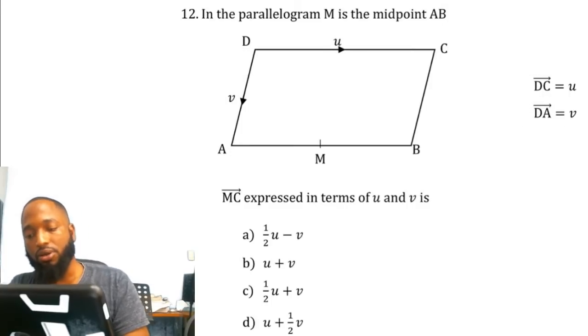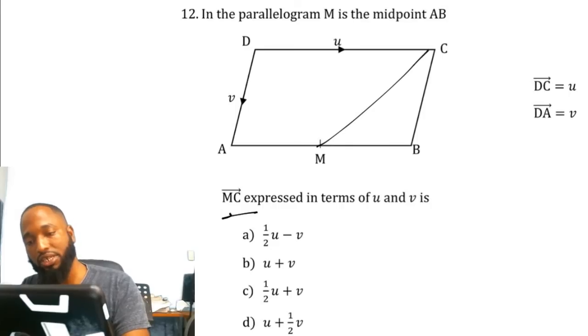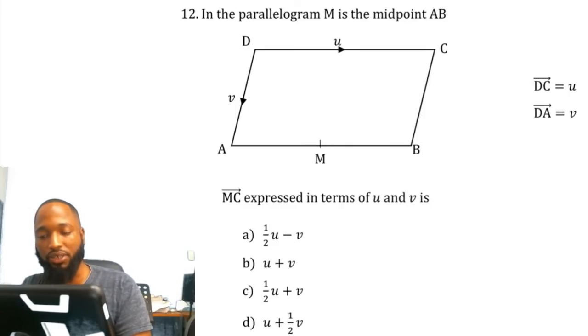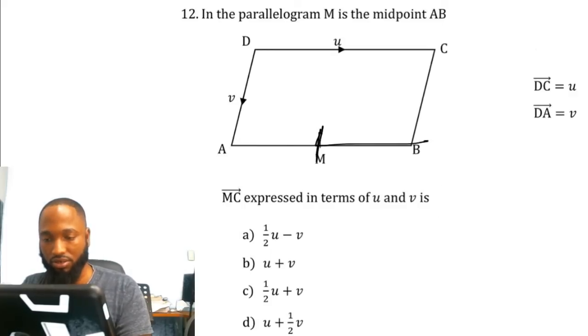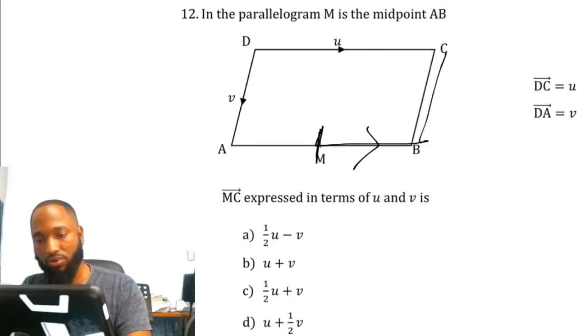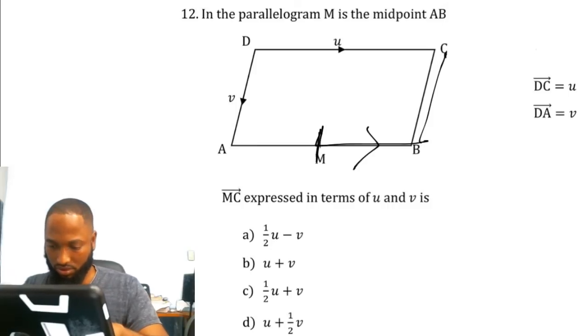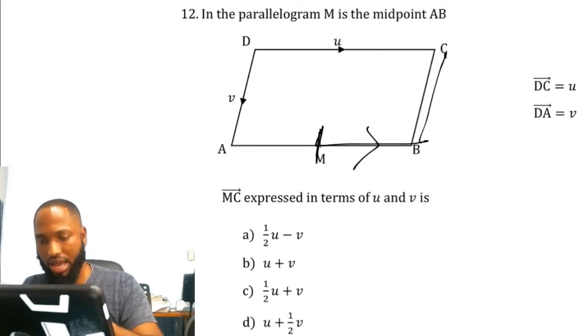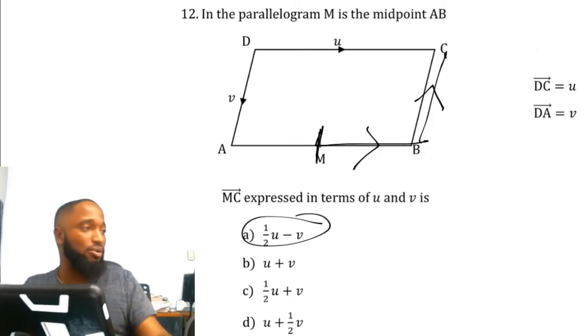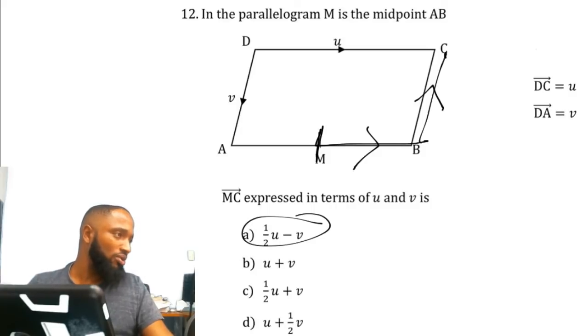Good. Now MC. Multiple choice, that's what MC stands for. MC expressed in terms of U and V. We gain half of U, half of U and a backwards kind of V. Half of U and negative V. A is the answer. What does Ren see? Let me see if Ren is really cooking with round code. Ren, that is performance, Ren.